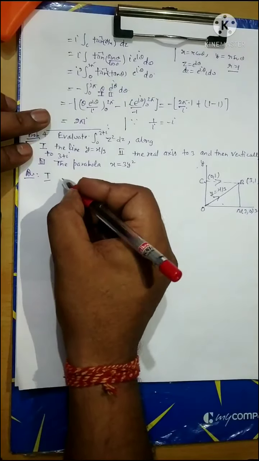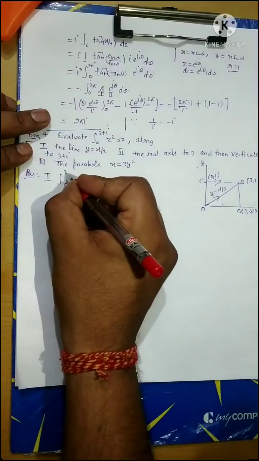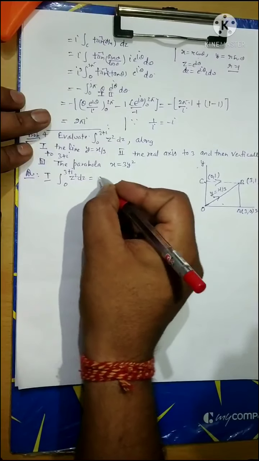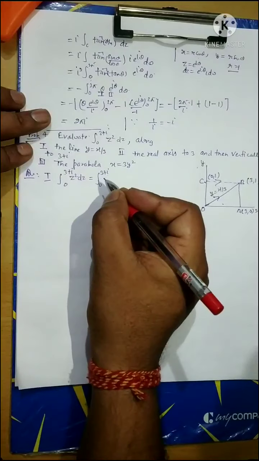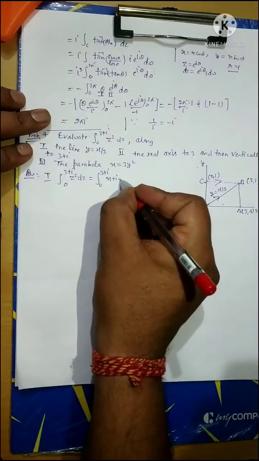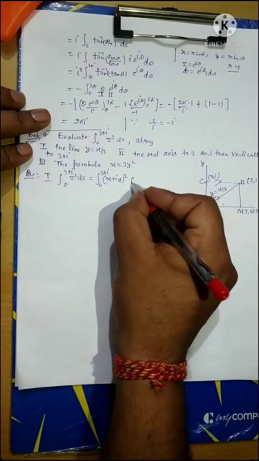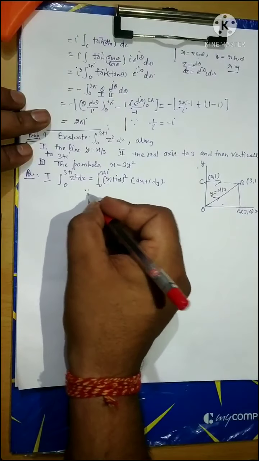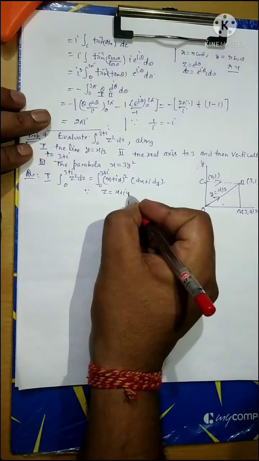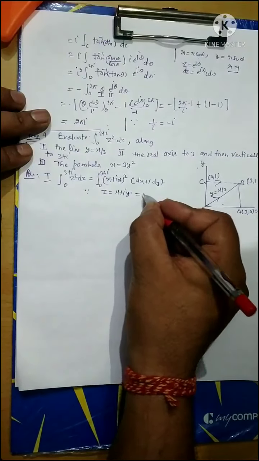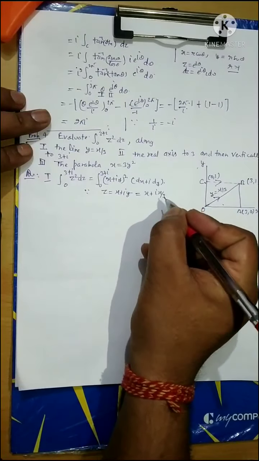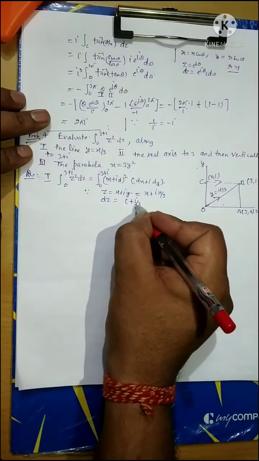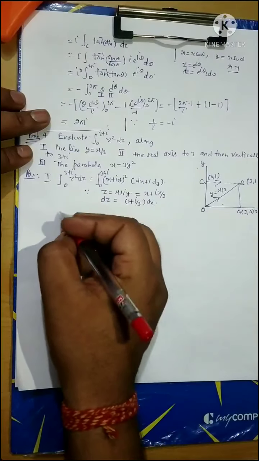Now first part, integration over 0 to 3 plus i of z square dz. This is equal to integral limit 0 to 3 plus i. Now the value of z is x plus iy whole square. Now dz is dx plus i dy. Since z equals x plus iy equals x plus ix by 3, now dz equals 1 plus i by 3 dx.